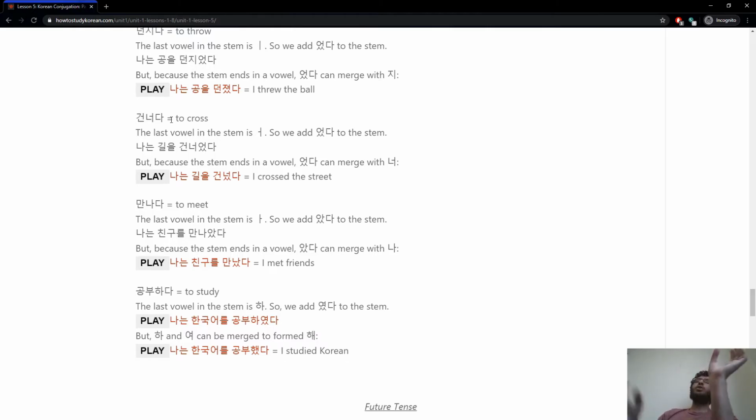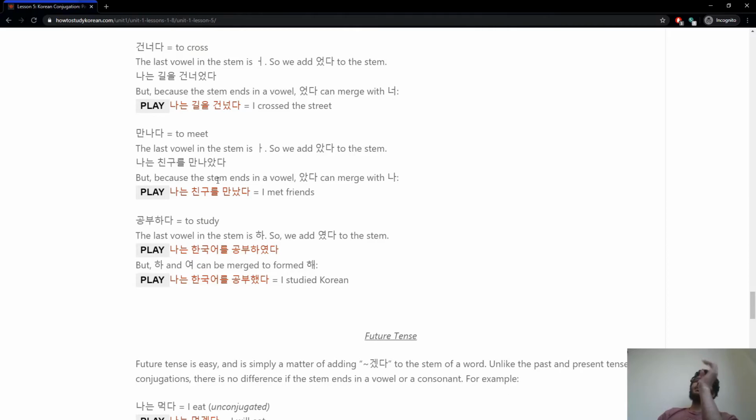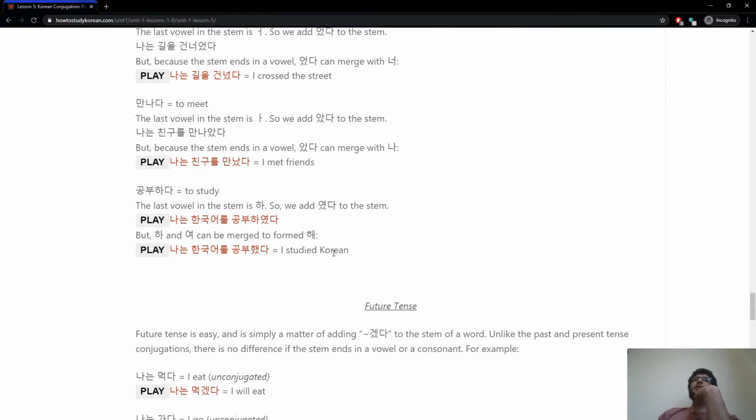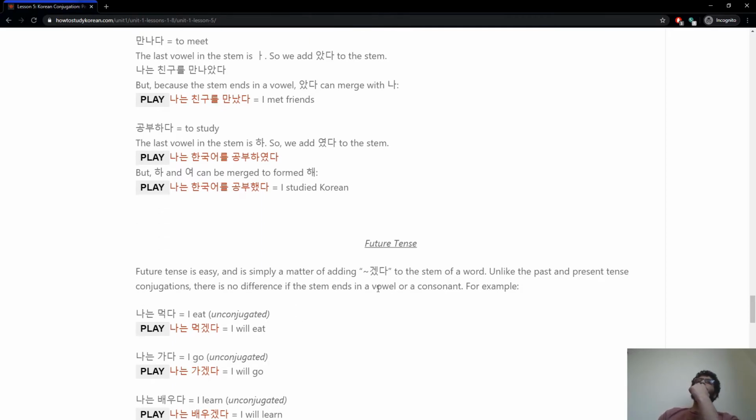건너다, again, o and o just combine together and become o. They don't really change anything. 나는 길을 건넜다. 만나다, same thing. a and a. You just get rid of one of them. 나는 친구를 만났다. And then 공부하다 is the exception where ha and yo become he, and you're going to hear that all the time. And I repeat, you don't have to worry about it because you're going to see it so many times that it's impossible for you not to learn it. 나는 한국어를 공부했다.